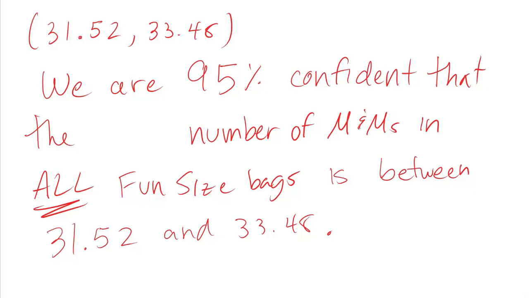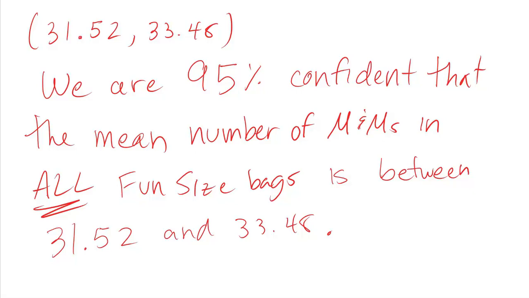If we say we are 95% confident that the number of M&Ms in all bags is between those, that's certainly false. We're not able to say that every bag has between 31.52 and 33.48 pieces of candy. We're only able to say that the mean for all bags is between those. So that word mean is important, and without it, your interpretation is incorrect. It's not just poorly worded, it's flat out wrong without that word in there. You have to say what it is you're finding the mean of. The mean number of M&Ms in all fun-size bags.